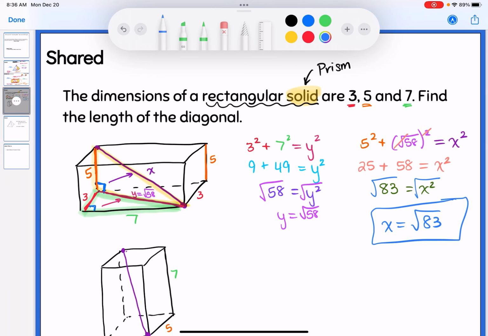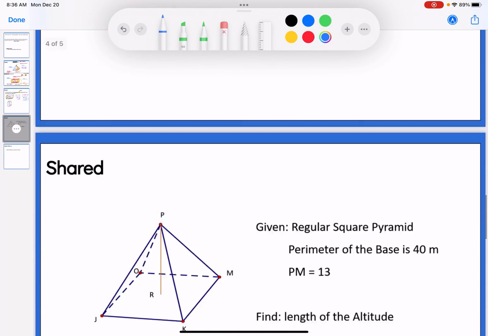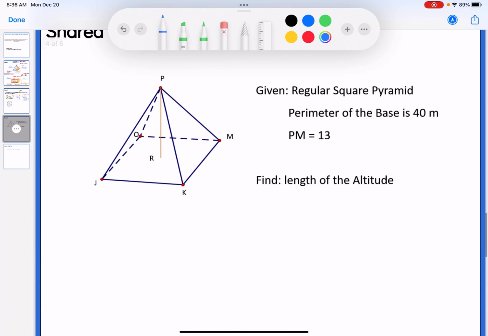Even if they're not beautiful Pythagorean theorem numbers, it can still do it. But the trick with prisms is that you're probably going to have to do the Pythagorean theorem more than once. You got to find that diagonal of the base and then use it to find the diagonal of the whole thing. But watch for your triples because a lot of times they'll show up in there. Awesome. All right. How about a pyramid then? So again, I know this takes a little bit to draw.